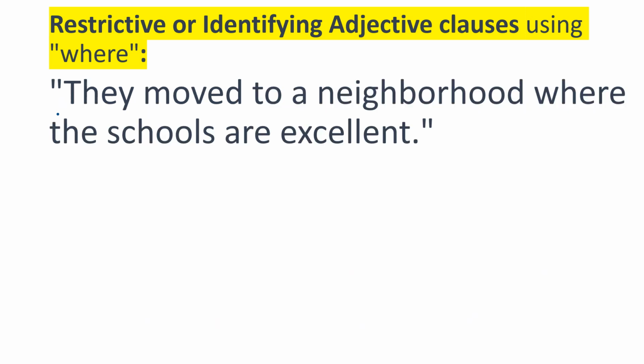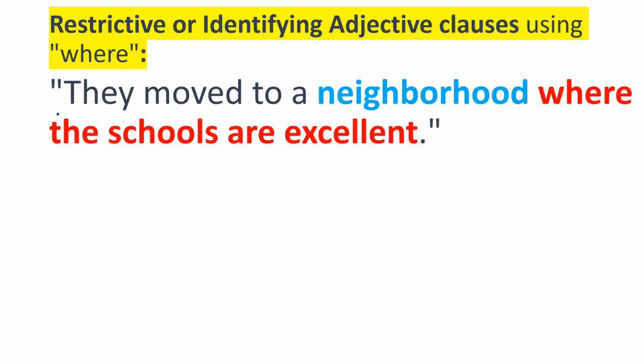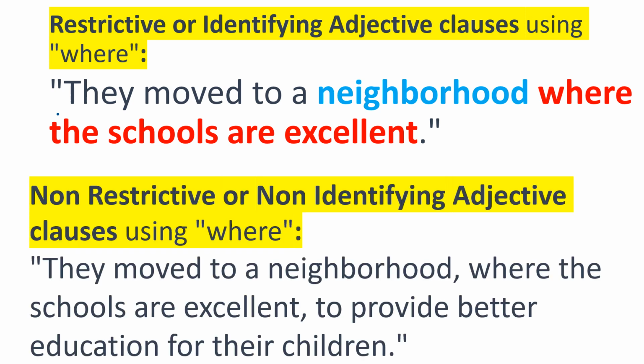They moved to a neighborhood where the schools are excellent. Where the schools are excellent is the adjective clause and it's describing the neighborhood. They moved to a neighborhood, where the schools are excellent, to provide better education for their children. In this sentence, where the schools are excellent is a non-restrictive or non-identifying adjective clause because it's not essential to the meaning of the sentence.